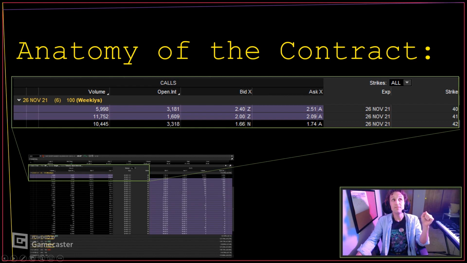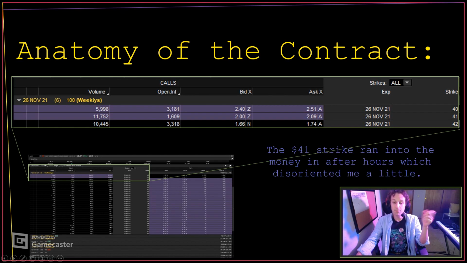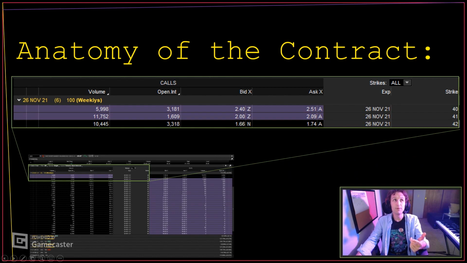That's because 2 of these strikes are in the money. That means that the price of the stock is above the strike price written into the contract. And so the price having ended at, I think it was above $40, puts both of these into the money. So in these prices, there is both intrinsic and extrinsic value. And I'm going to go over that next.